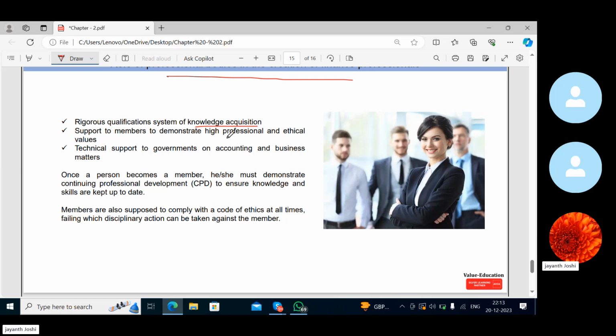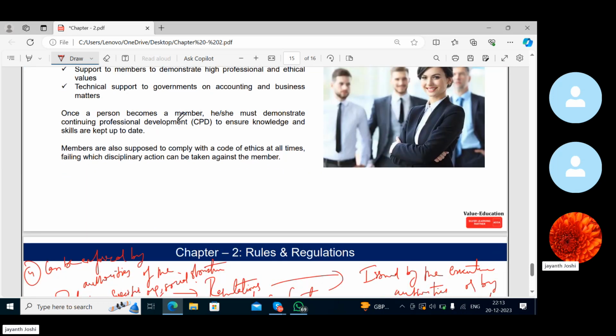Support to members to demonstrate high professional and ethical values. Technical support to governments on accounting and business matters. That's what they do. Once a person becomes a member, he or she must demonstrate continuing professional development. That means you should not stop studying. You should always be looking forward to working hard and gaining more and more knowledge, and updating your skills, making yourself up to date as per market conditions. Members are also supposed to comply with the code of ethics at all times. That is most important. You become a professional, but you should be someone who has good ethical values, morality and honesty, failing which disciplinary action can be taken against the member.